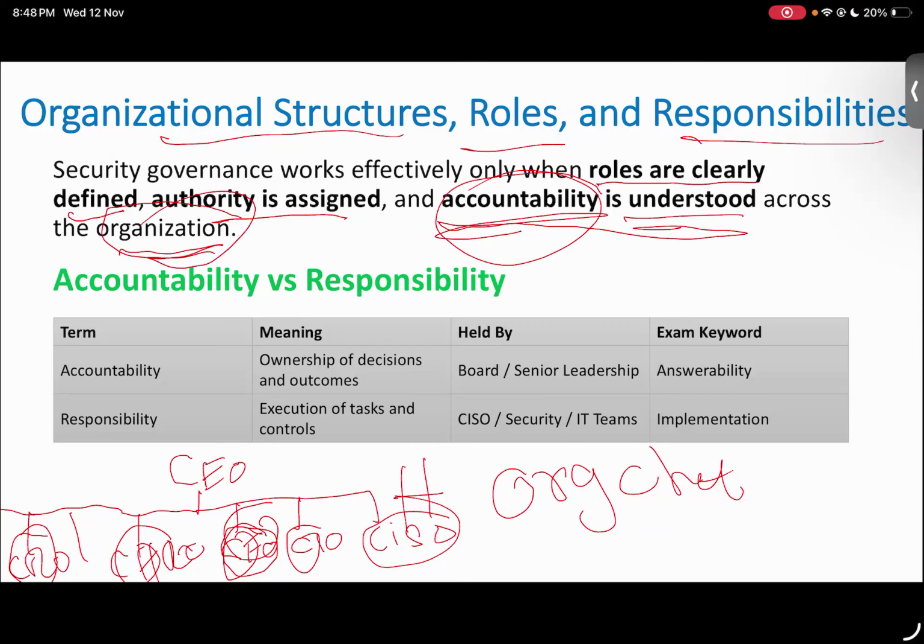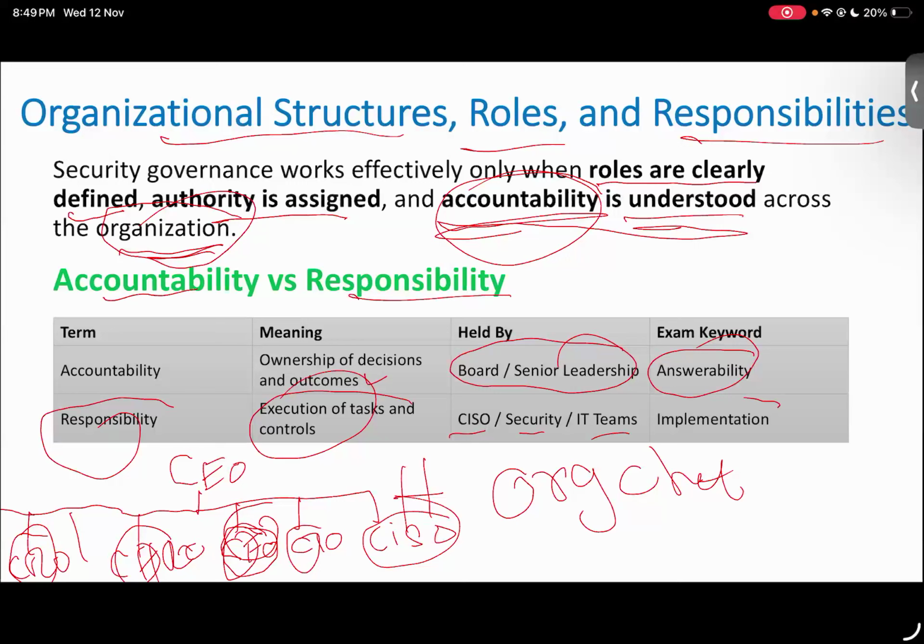So what do we mean by accountability and responsibility? Accountability is having ownership of decisions and outcomes. It is held by the board and the senior leaders, and they are answerable. Responsibility is the execution of tasks and the control. CISO, security, IT team, and the role is basically the implementation team.